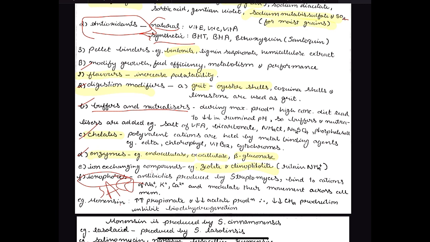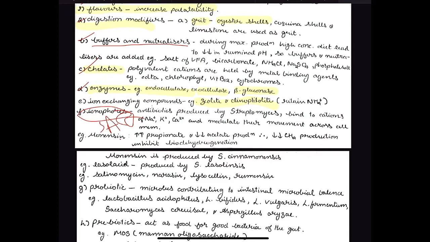So these are the antibiotics produced by Streptomyces. They bind to the cations of sodium, potassium, and calcium and modulate their movement across the cell membrane. Okay, so they are very important. Ionophores. The examples include monensin, lasalocid, salinomycin, narasin, lysocellin, and rumensin. Okay, for lasalocid, you have to remember it is produced by Streptomyces lasaliensis, and monensin is produced by Streptomyces cinnamonensis.